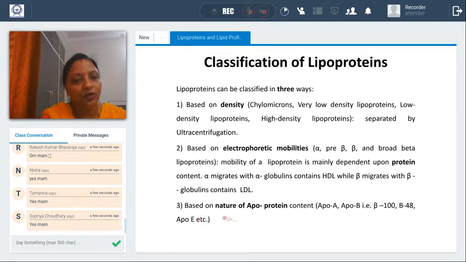Another category is based on nature of apoprotein content, like ApoA, ApoB, that is B100, B48, ApoE, etc. So lipoproteins can be classified in three ways: based on density, based on electrophoretic mobility, and based on nature of apoprotein content.